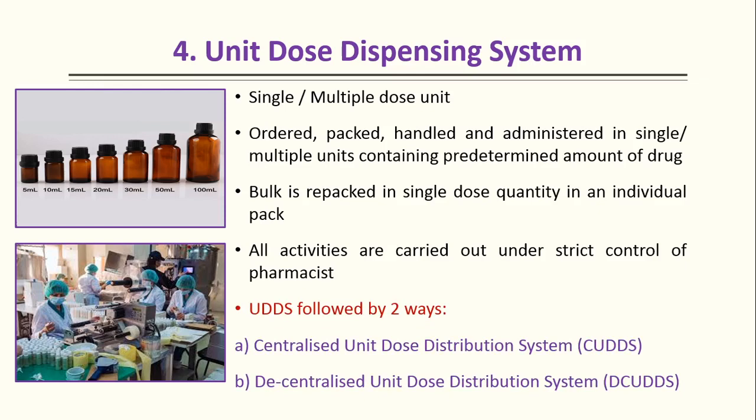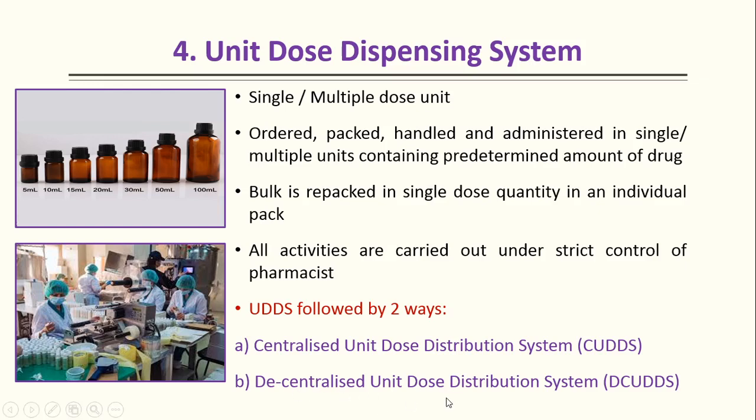So here this system follows two ways, that is centralized unit dose dispensing system and decentralized unit dose dispensing system. Centralized unit dose dispensing system means that the central pharmacy receives the prescription provided by the physician, and the central pharmacy dispenses that particular unit dose to the patient. That is called a centralized unit dose distribution system. Here, dispensing is done by the central pharmacy.